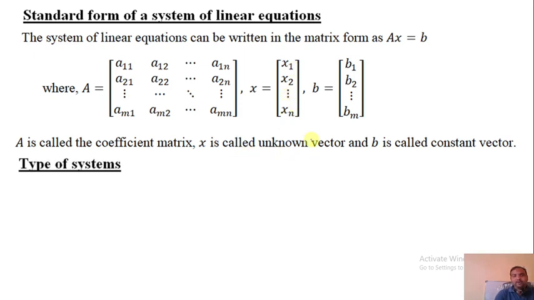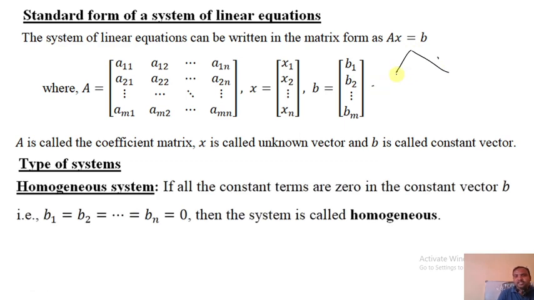Now this system, AX equal to B, has two types. What are the first type and second type? First one, homogeneous system. When all the constant terms, B1, B2, up to Bm, are zeros, then the system is called homogeneous. That means the constant vector is the zero vector. It's a homogeneous system.